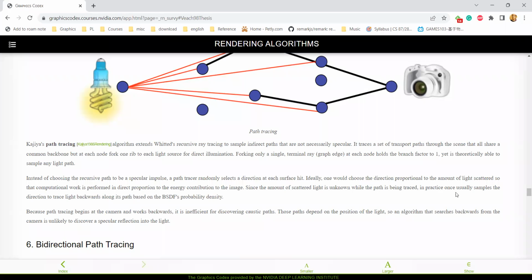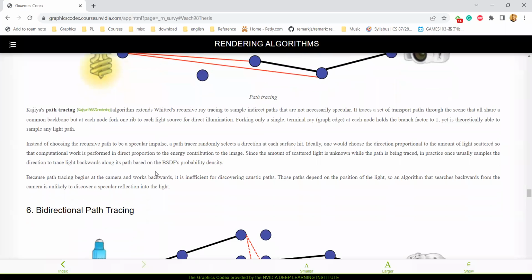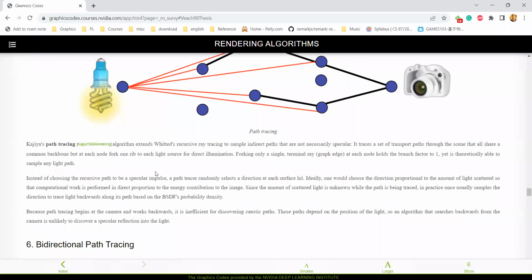In practice, one usually samples the direction to trace light backward along its path based on the BSDF's probability density. That's importance sampling, right? Yeah. I think that's what the Metropolis algorithm is about, doing importance sampling. I've never read that paper though, so I don't know. We should read that someday. If it's a paper, we can just take a week to read that.